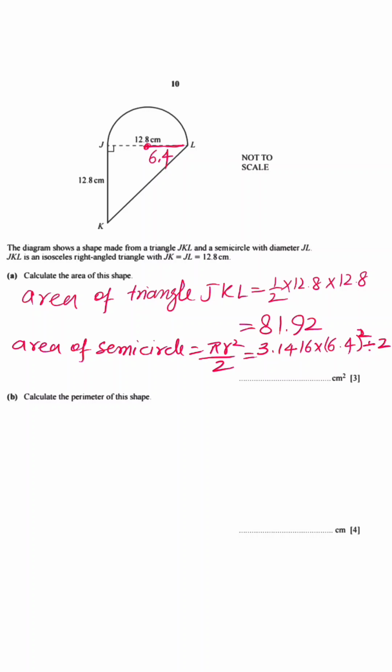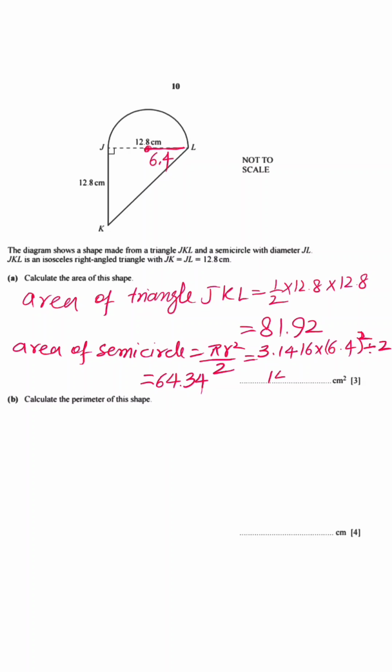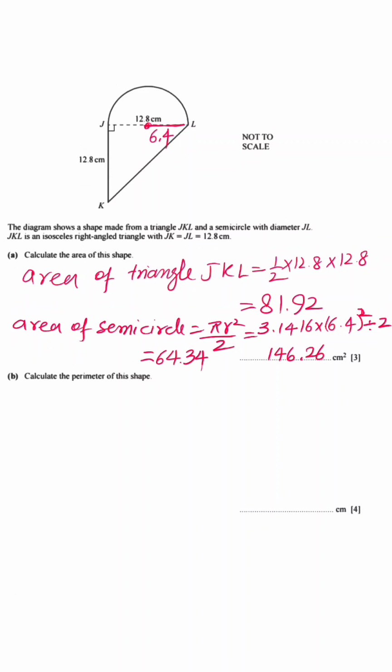So let us calculate it. 3.1416 multiply by 6.4 multiply by 6.4 as it is square, and divided by 2. Divided by 2 this time is due to semicircle. So this becomes 64.34. So 64.34 plus 81.92. These two make the total area. It is 146.26 centimeter square. This is total area of this shape.